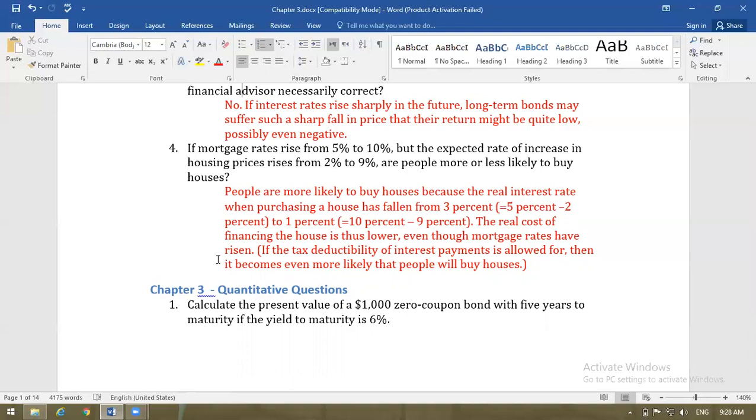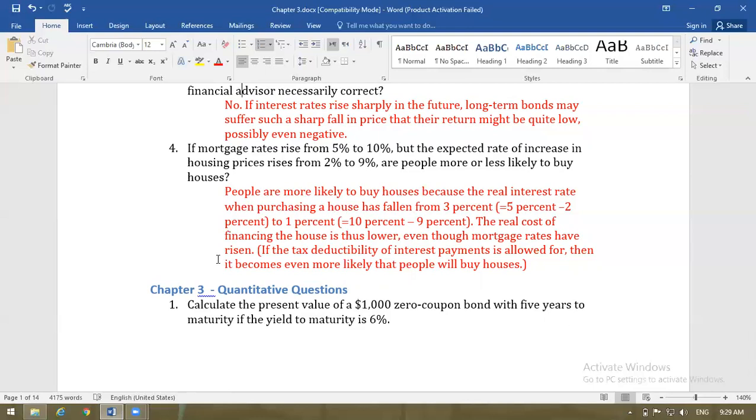So simply, you remember that mortgage means loan. Before changes, the housing loan is given at a 5% rate by the bank, and the inflation in housing prices is 2% at that time. So the real interest rate will be 5 minus 2. Nominal rate minus inflation rate is equal to 3%. So in that case, the real interest rate was 3%.